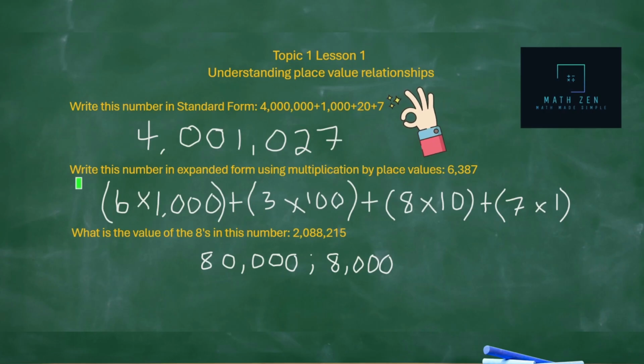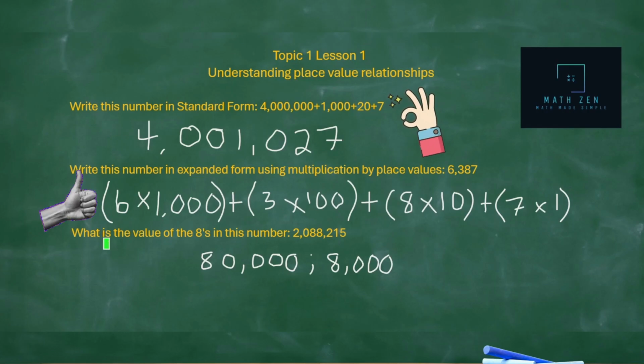Second question you might see, write this number in expanded form using multiplication by place values. Again, this would be the 5th grade version of this. So our number is 6,387. So we take the digit and we multiply it by its place value. So this 6 would be multiplied by 1,000 because that's the place value. Then we would add that to the next digit, which is 3, times its place value, which is 100. Then we would add that to the next digit, which is 8, times its place value, which is in the tens place. And finally, we would add that to the digit 7 times its place value, which is the ones place. So right here, we have the 5th grade version of expanded form.